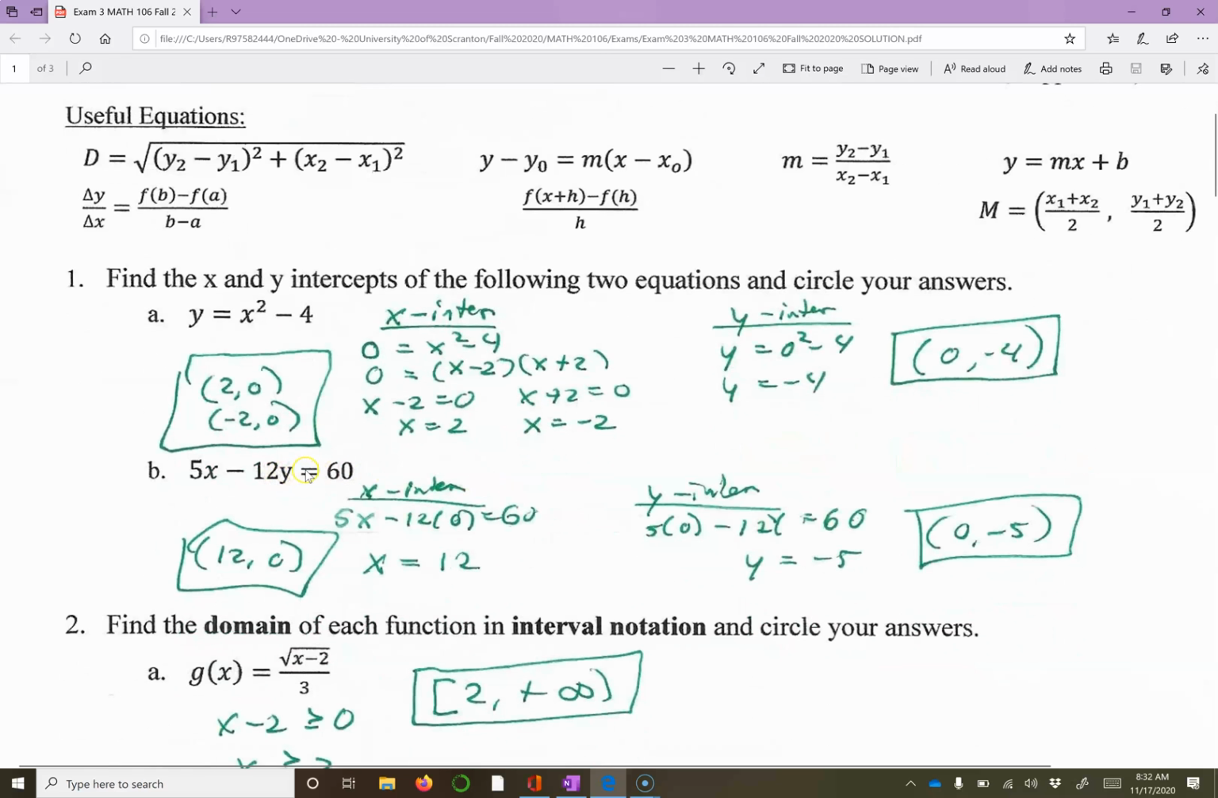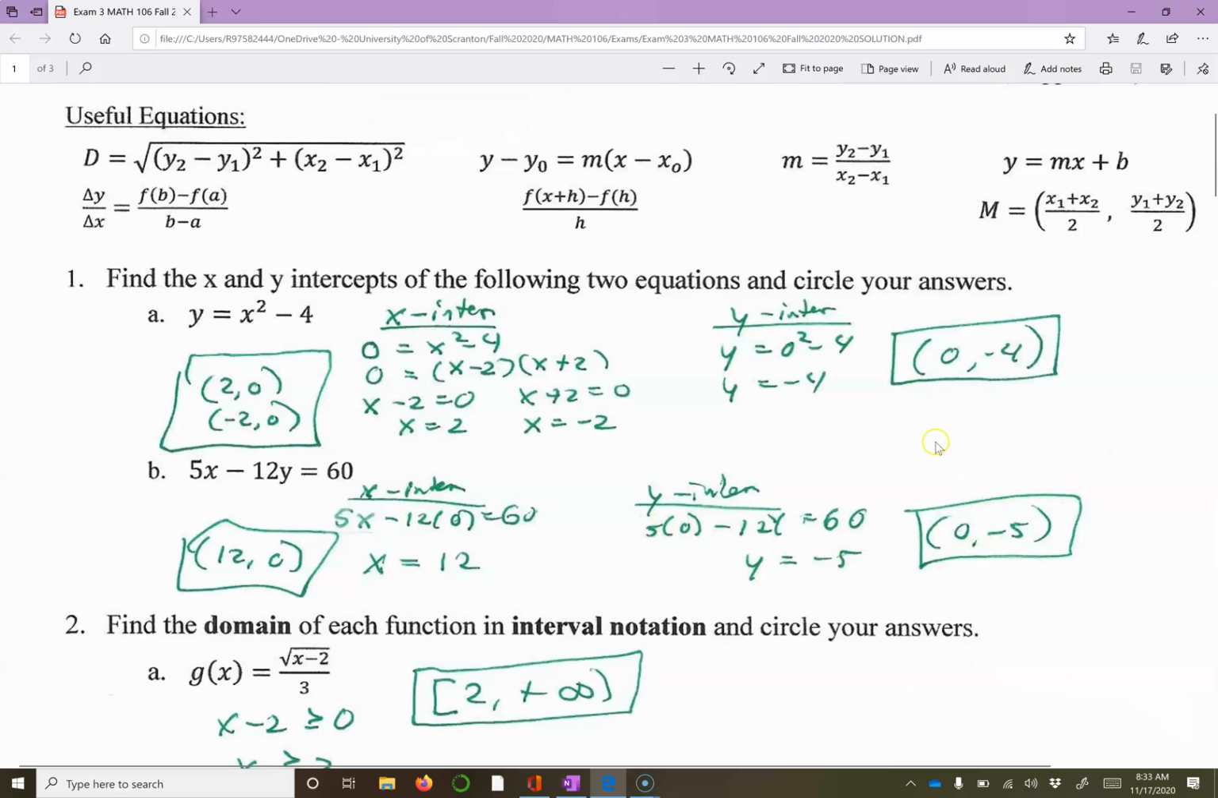And then part B, this was just a line. So again, for the x-intercept, you plug in y as 0, you'd get 12. So (12, 0) is the x-intercept, and then plug in x as 0, you get (0, negative 5) as the y-intercept.